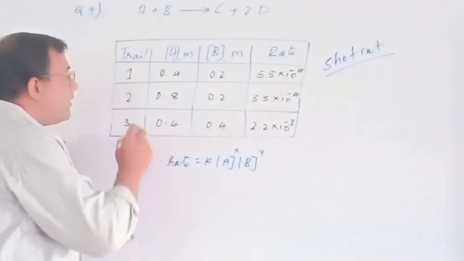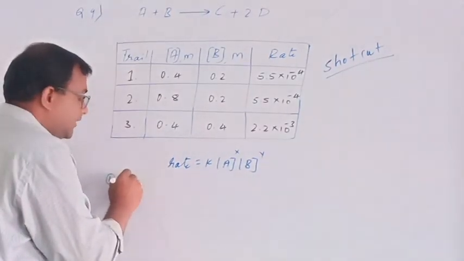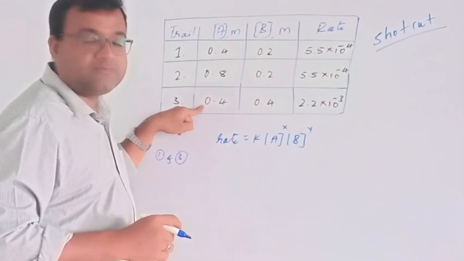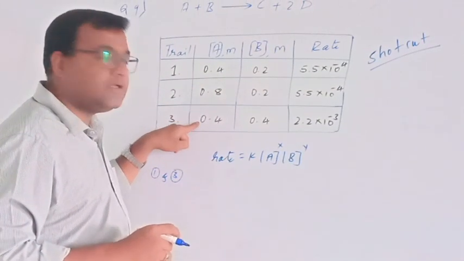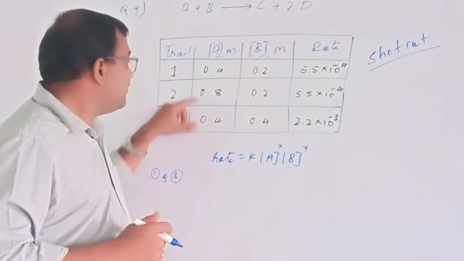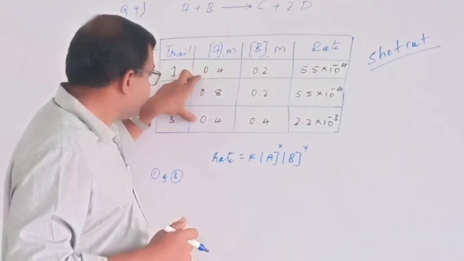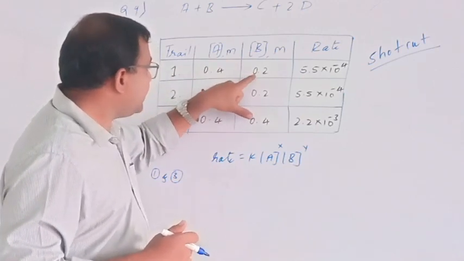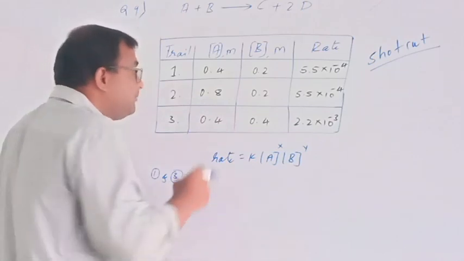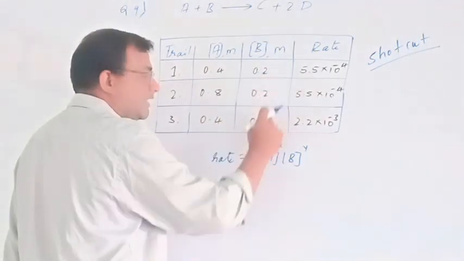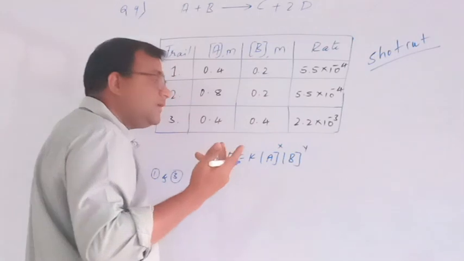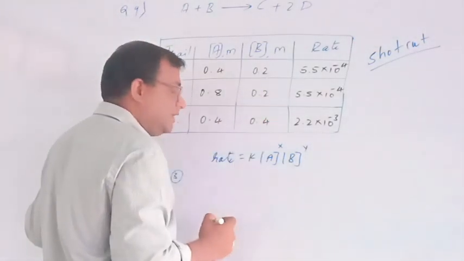Now when you take experiment number 1 and 3, the molar concentration of A is the same, that means it is constant. Nothing has increased, so it is the same. Same means constant. And when you consider 0.02 to 0.4, B increases, A remains the same. So how many times does B increase? 0.2 to 0.4, it increases 2 times. So the molar concentration of B is increased 2 times.